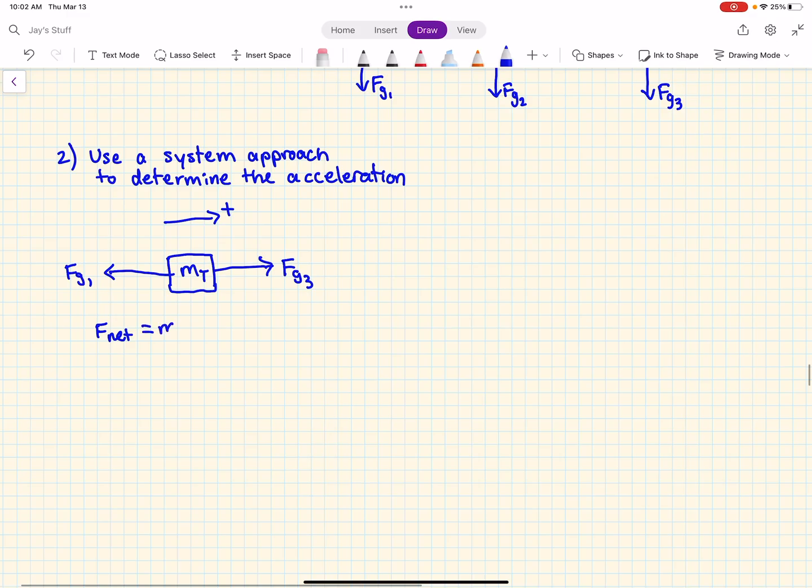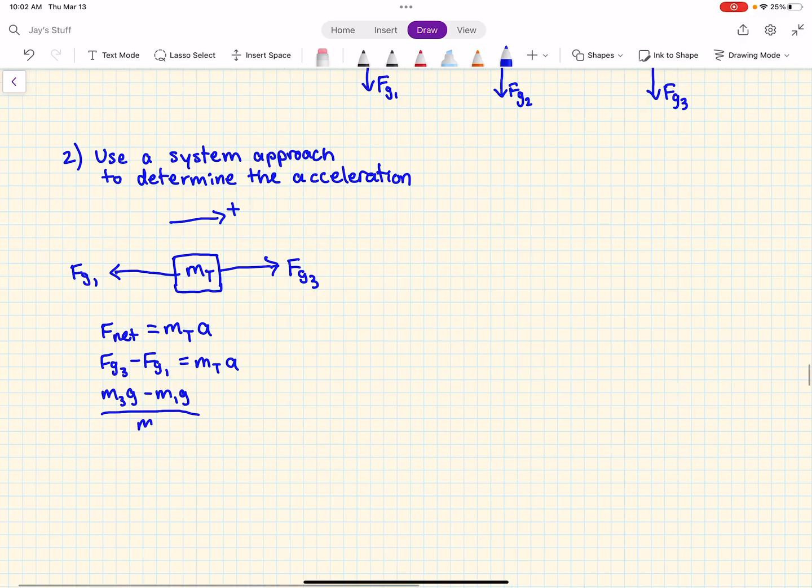F net equals, in this case, m total times a, the total mass, and F net is going to be the total force, the sum of the external forces acting on this system. So it's Fg3 minus Fg1. Fg3 is in the positive direction, so we express it as positive. Fg1 is backwards, so we express it as negative. Is equal to m total times a. This is then m3g minus m1g divided by the total mass is equal to the acceleration.